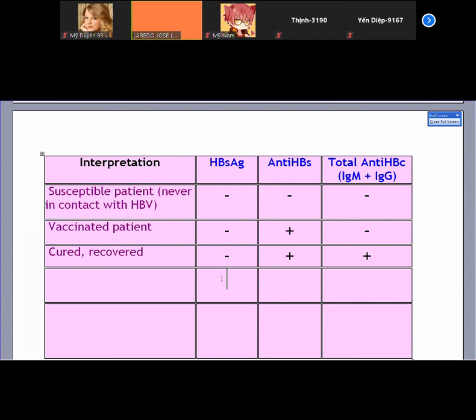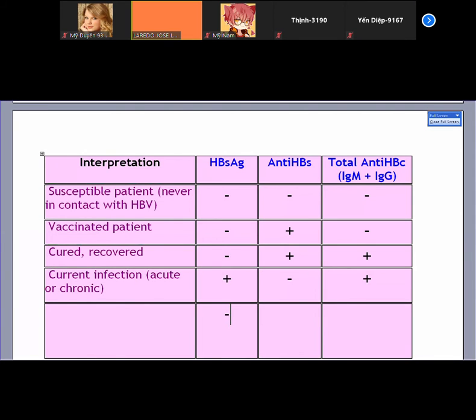And finally, we have a patient with the surface antigen positive, antibodies against the surface antigen negative, and antibodies against the core positive. So this patient is not protected. This patient has been infected by hepatitis B virus, and this patient is currently infected because the surface antigen is positive. So current infection, this patient is suffering hepatitis B right now. Acute infection or chronic. This is the marker of current infection, surface antigen positive.